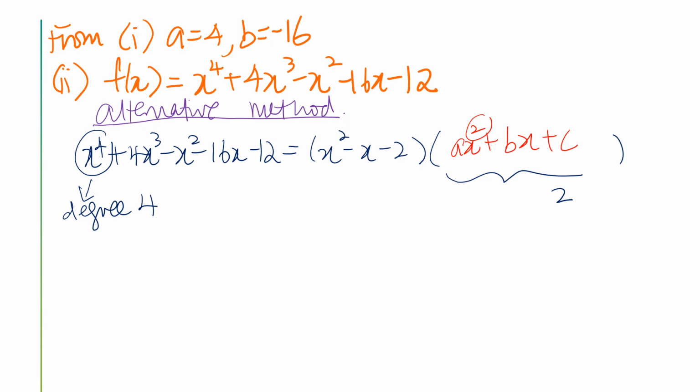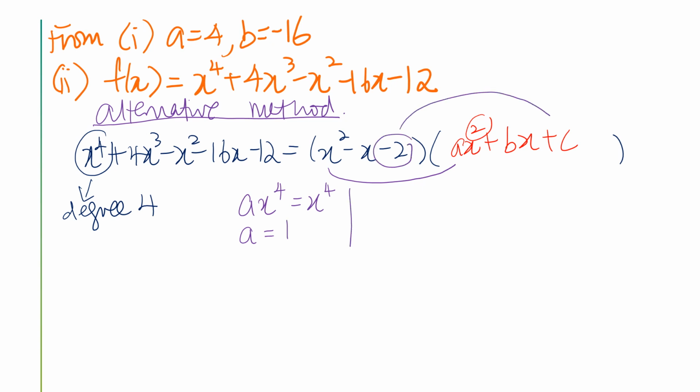Okay, this is not new. We have already done this before. To find the first term is relatively easy. This is just ax to the power 4 giving x to the power 4. The ax to the power 4 on the right equals the x to the power 4 on the left. So divide by x to the power 4 on both sides, a is 1. And then your constant term times your constant term here, which is negative 2c, will give you negative 12. So c will be 6.